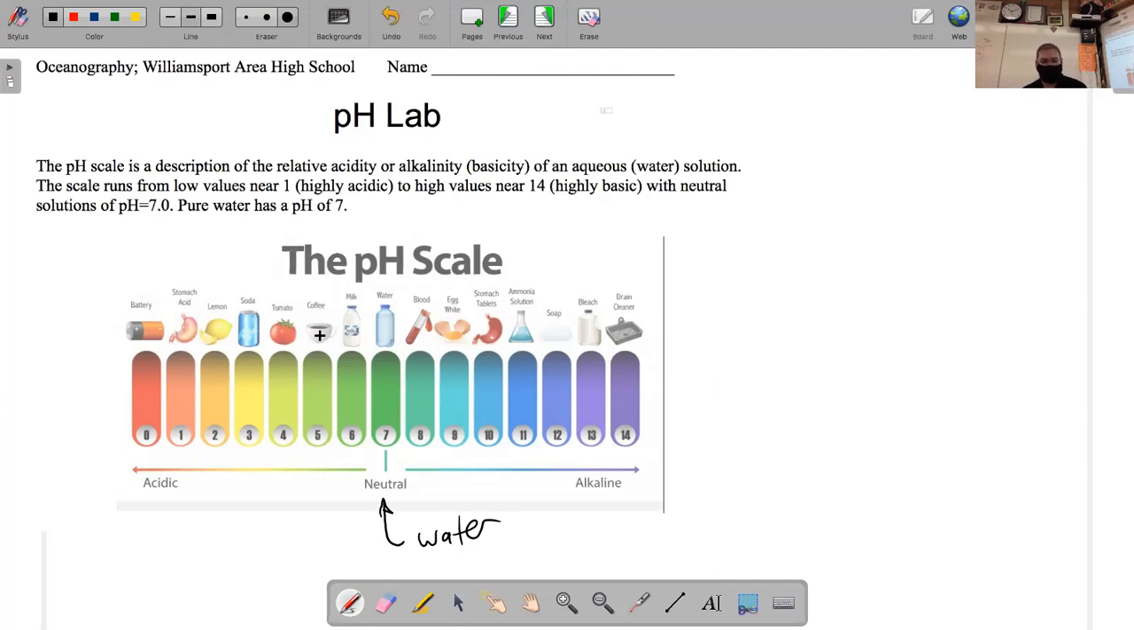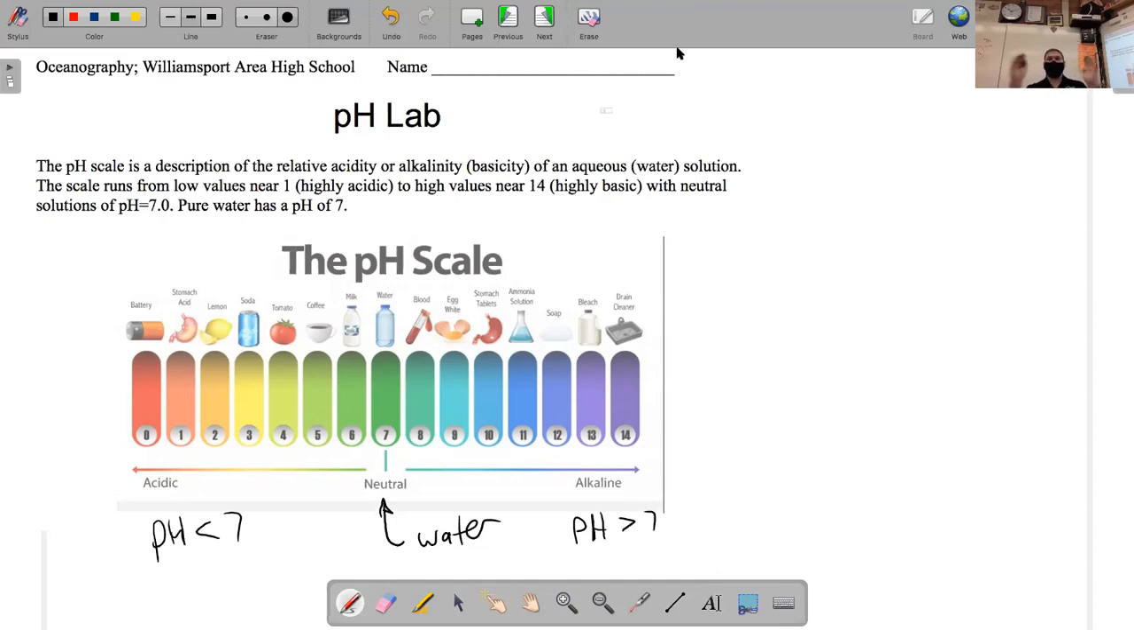So like coffee, soda, lemons, stomach acid, acid that's in, well, not this kind of battery, but lead acid batteries are acidic. So acid solutions have a pH that's less than 7. And then you can also have solutions that are basic, like with ammonia, soap, bleaches, a lot of cleaners have a pH that's greater than 7.